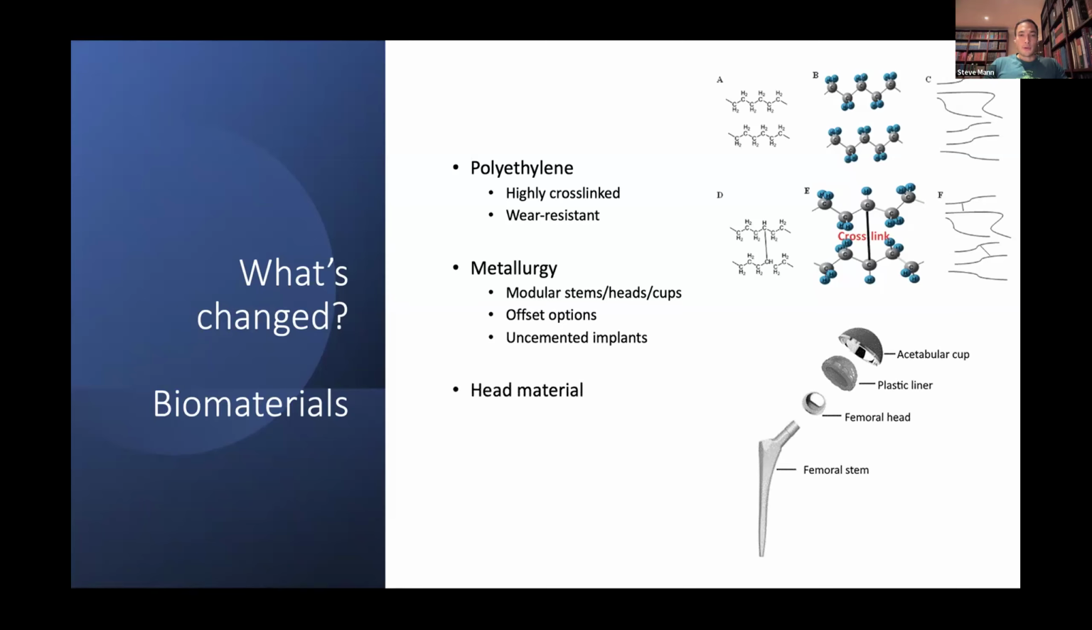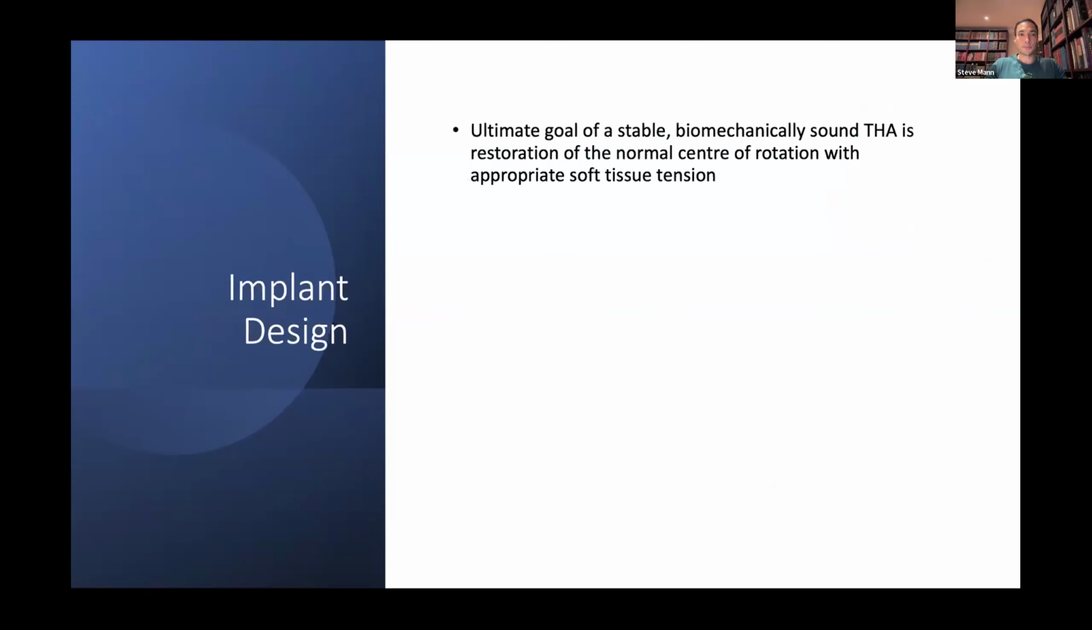And then finally, we've got the head material. So cobalt chrome is sort of the standard. With certain stems, you can use stainless steel. But ceramic heads have also contributed to the survivorship of hip replacements because ceramic is very smooth, and so it has the lowest incidence of generating wear debris, especially against highly cross-linked poly.